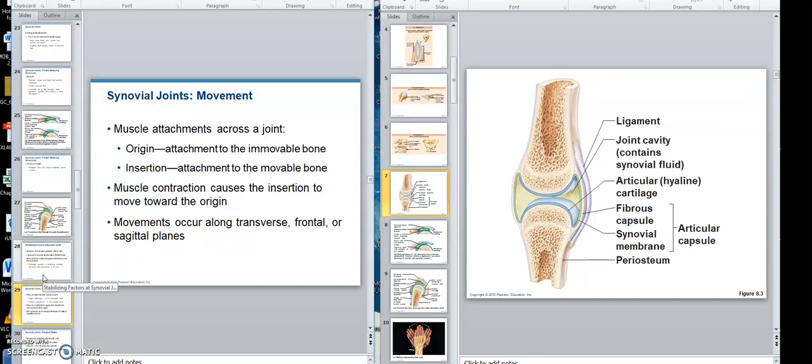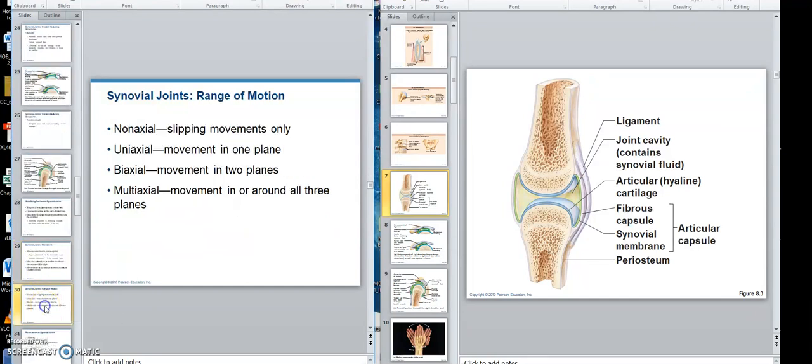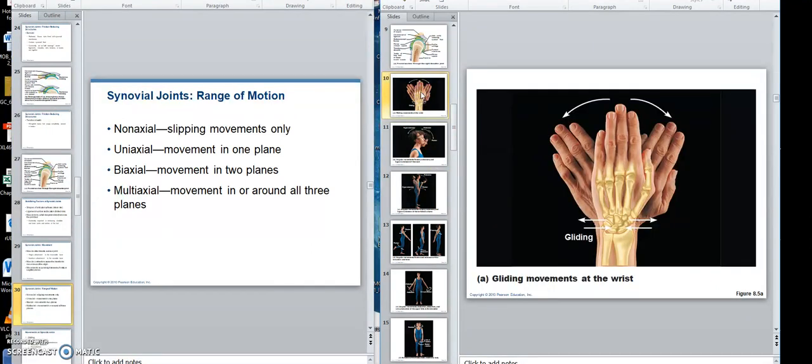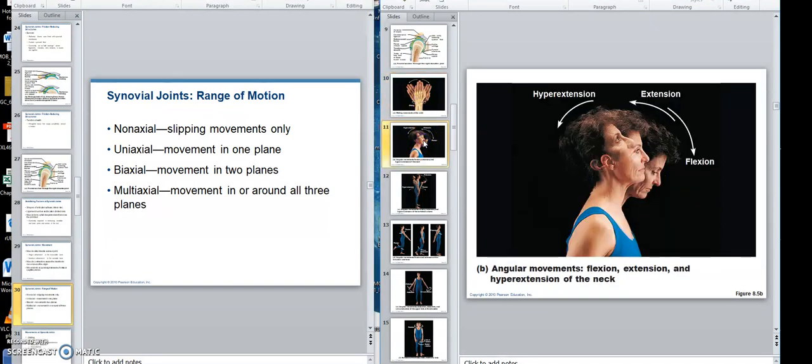All right. So we go a little further here. So range of motion, non-axial, slipping movements only, uniaxial. And actually, before I get into that, I want to go here to some pictures that I want you to be familiar with. I want you to be able to identify, now these are gliding motions at the wrist, okay, but the key I want you to be able to know is flexion, extension, and hyperextension.